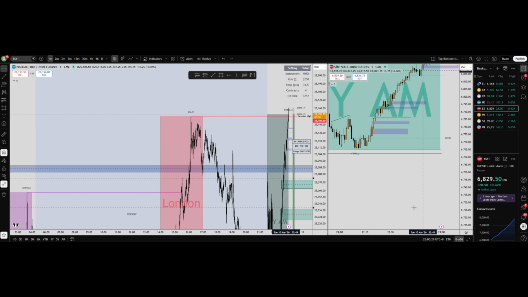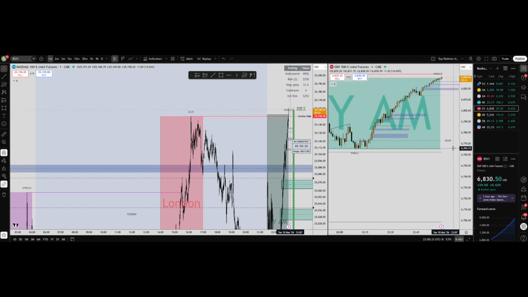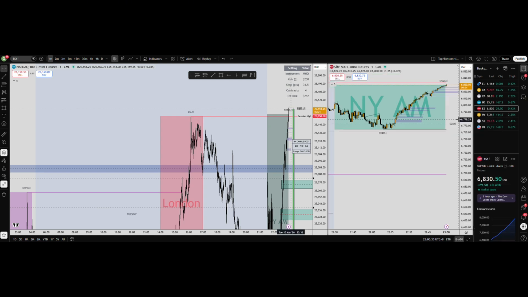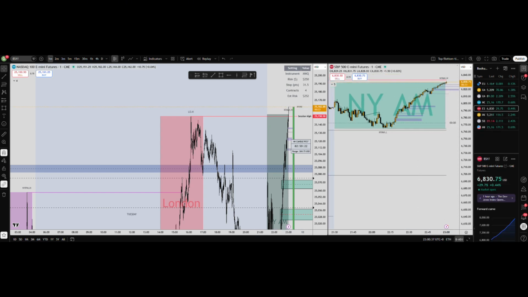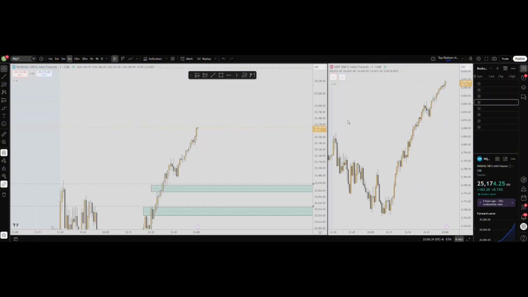Why is my mouse not working? Alright guys, I gotta reboot my computer and I'll be back. Alright guys, I do not have a choice. I have to restart the computer.